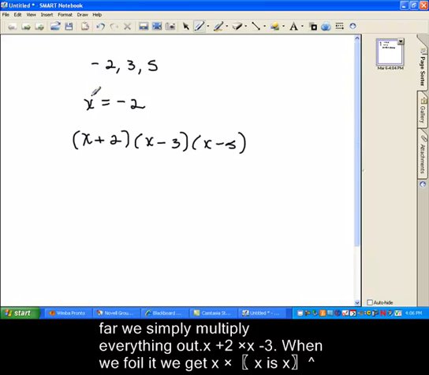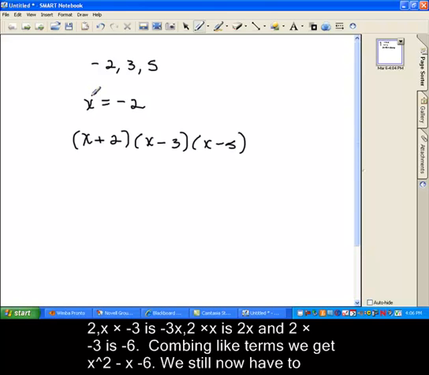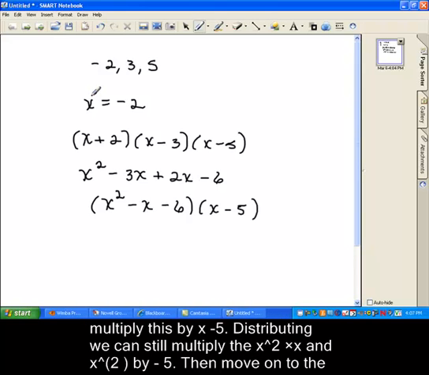X plus 2 times x minus 3, when we FOIL it, we get x times x is x squared. X times negative 3 is negative 3x. 2 times x is 2x, and 2 times negative 3 is negative 6. Combining like terms, we get x squared minus x minus 6. We still now have to multiply this by x minus 5.